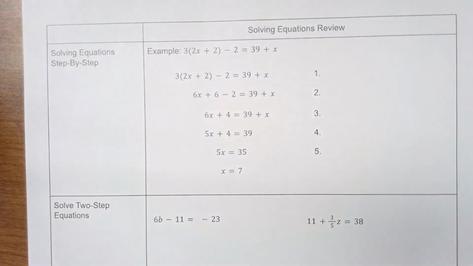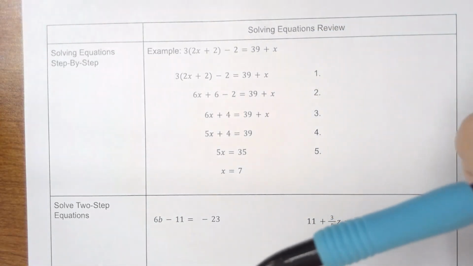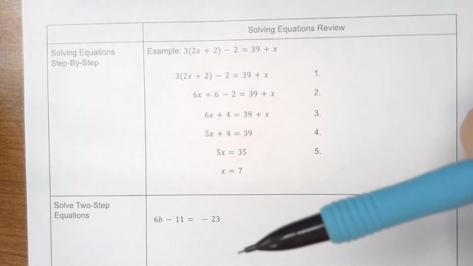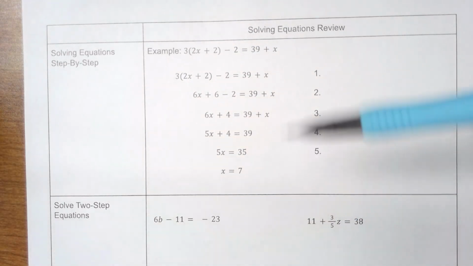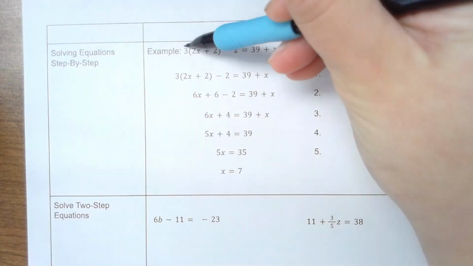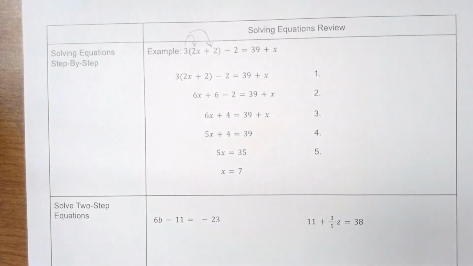Hello, today we are going to be reviewing solving equations. So an example here is whenever you have variables on both sides and you see that you can simplify some things. To begin with, you always want to simplify first. So the first step that we did here was we took this 3 and we distributed it to everything on the inside of our parentheses.